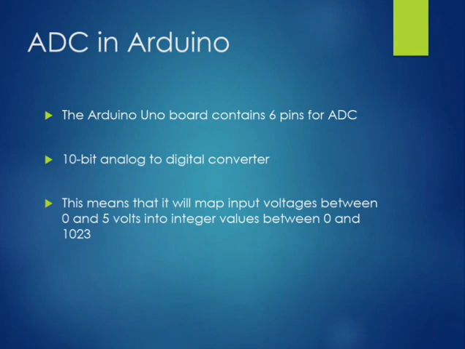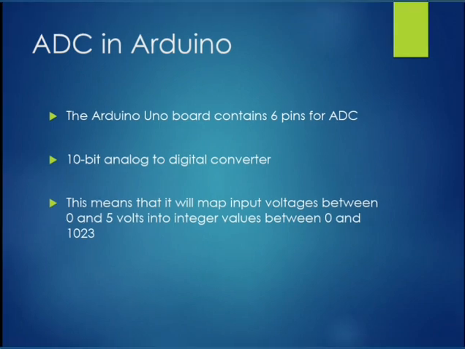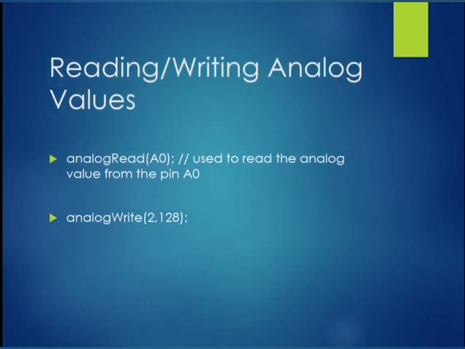ADC in Arduino. The Arduino Uno board contains 6 pins for ADC, a 10-bit analog to digital converter. This means that it will map the voltage into integer values between 0 and 1023. Reading or writing analog values. analogRead(A0) is used to read the analog value from pin A0. analogWrite(2, 128).